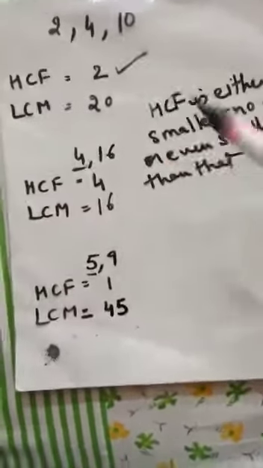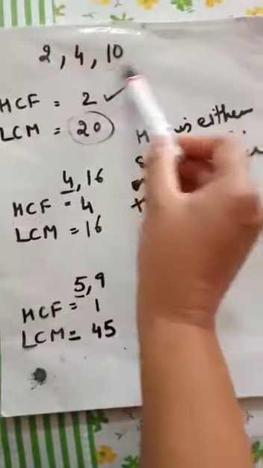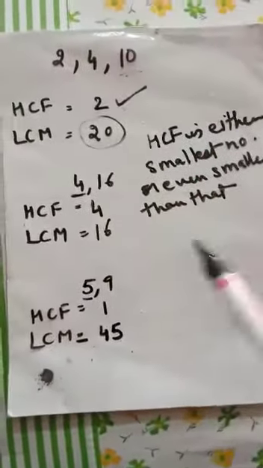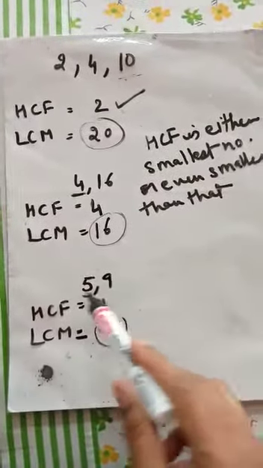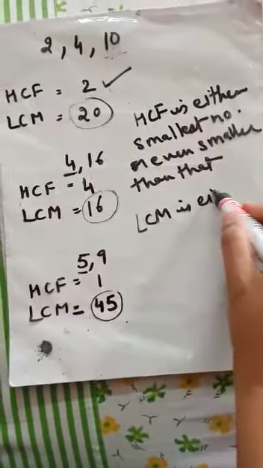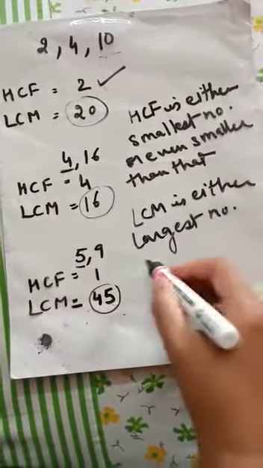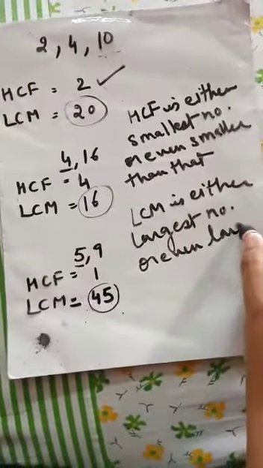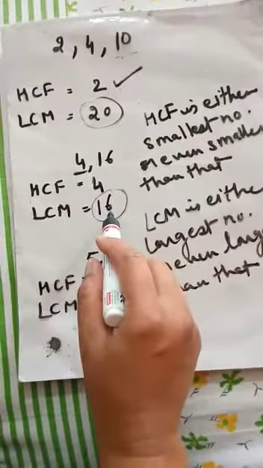Okay, now look at the LCM. 2, 4 and 10. This number 20 does not even exist here, and it is greatest of all and even greater than 10, so it is greater than all the numbers. Look at this 4 and 16, it is the greatest number. 9 and 5, this is greater than the two numbers. So I am writing one statement here, LCM is either the largest number or even larger than that, right? So here it is the largest number, or in these two cases it is even larger than that.